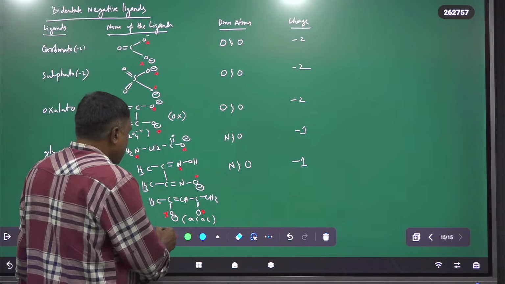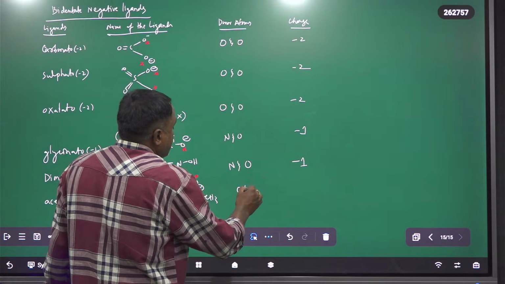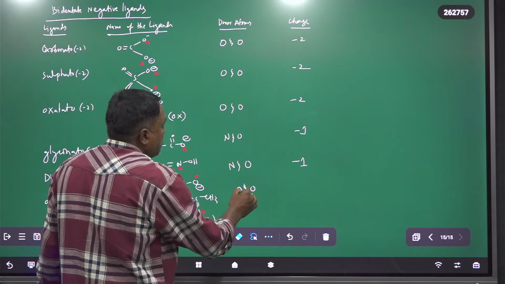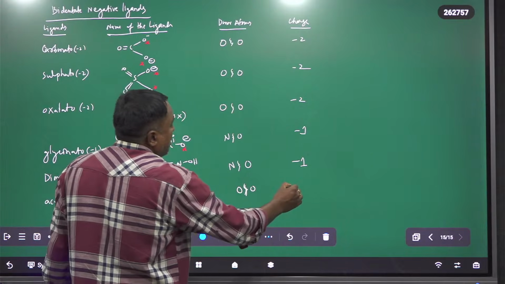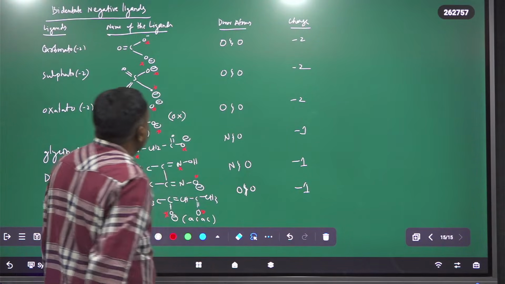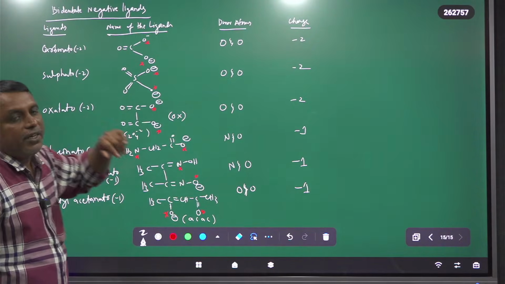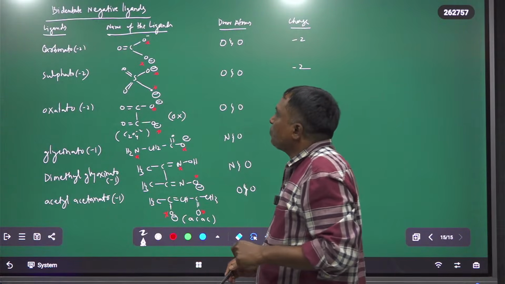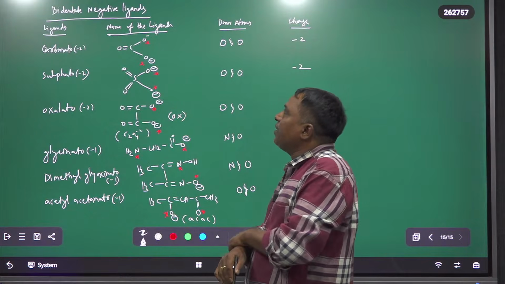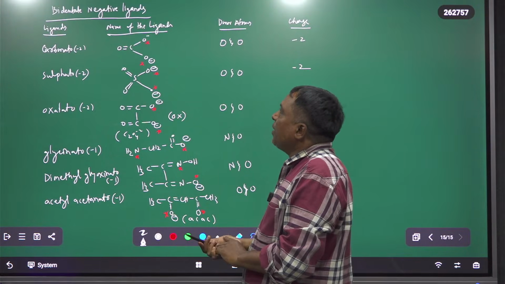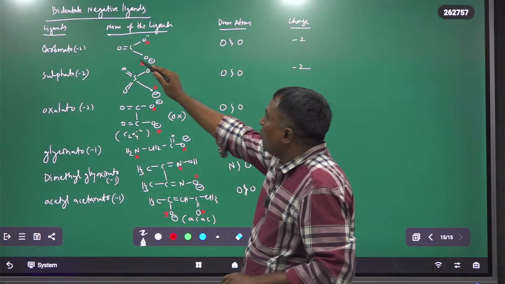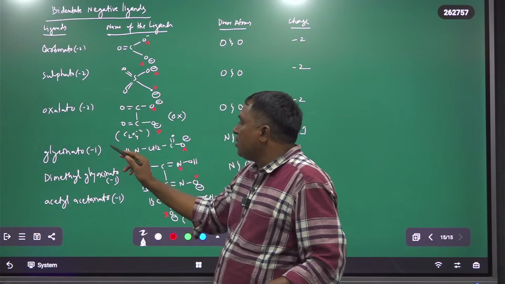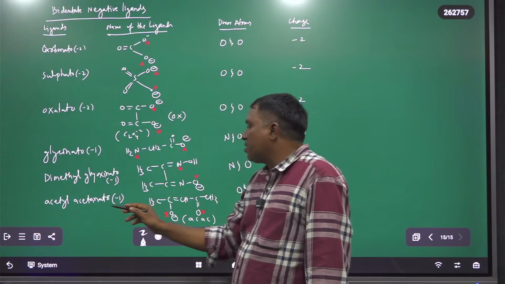Therefore both are what now? Oxygen and oxygen. Both donor atoms are oxygen and oxygen, but the negative charge is -1 only. So these are the important bidentate negative ligands. We already completed the bidentate neutral ligands. This is bidentate negative ligand: carbonato, sulfato, oxalato, glycinato, dimethylglyoximato, acetylacetonato.